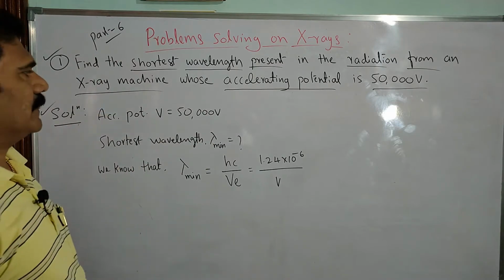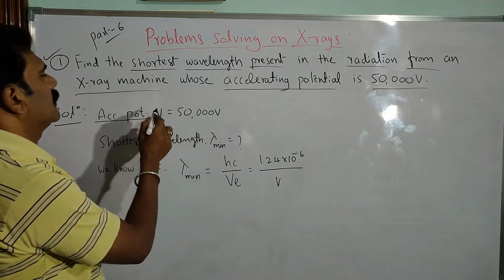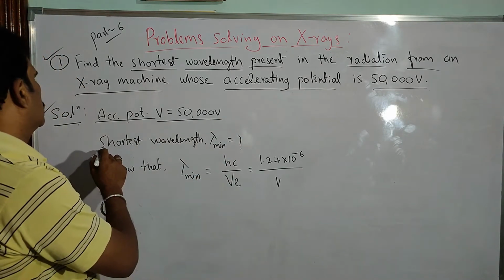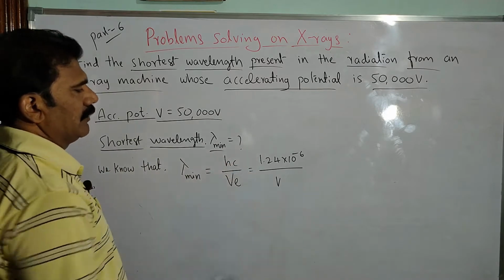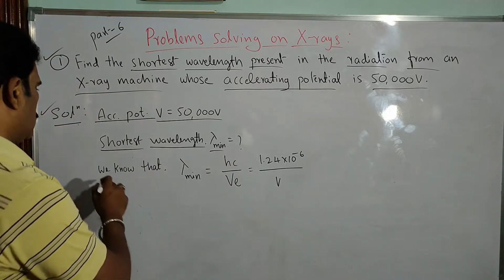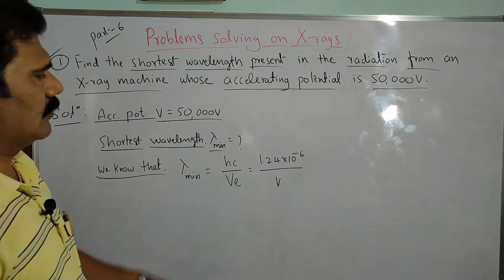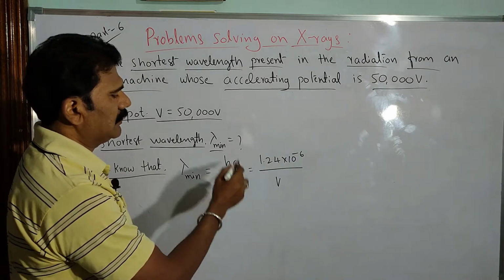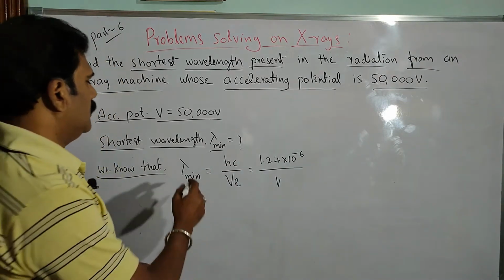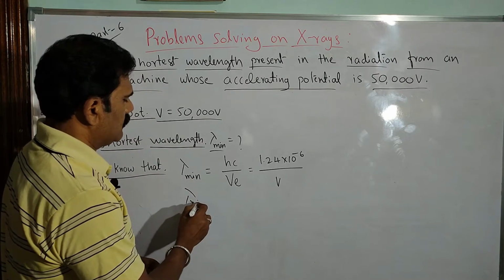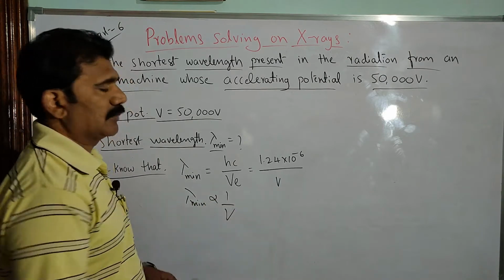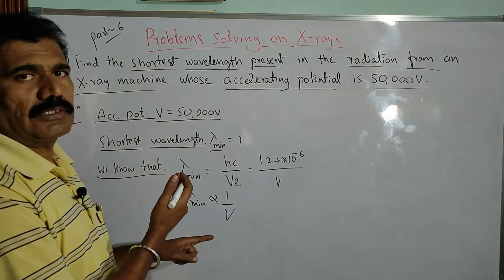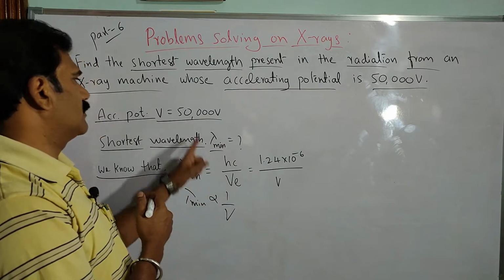Now in the solution part, what is given? Accelerating potential V is equal to 50,000 volts. And it is asked to calculate the shortest wavelength, lambda minimum, and you have to consider the equation. We know that lambda minimum is related to the accelerating potential by hc by V into e, where lambda minimum is inversely proportional to the applied potential, isn't it? As you increase the applied potential, lambda minimum decreases, giving the shortest wavelength. Now V is given, 50,000 volts.